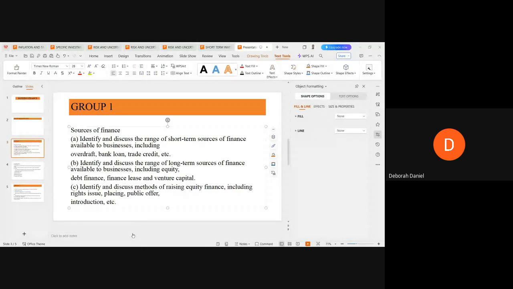So we also have lease. Instead of companies buying machines, buildings with a huge sum of money, they might as well lease them, like borrow them, instead of spending a lot of money in buying those things they need for the business operation.